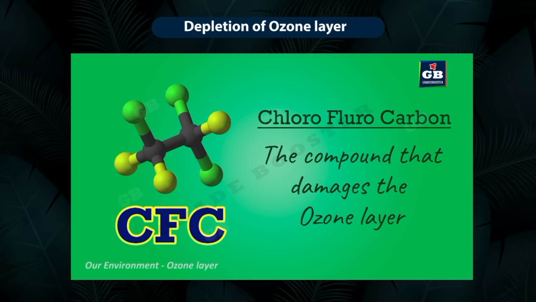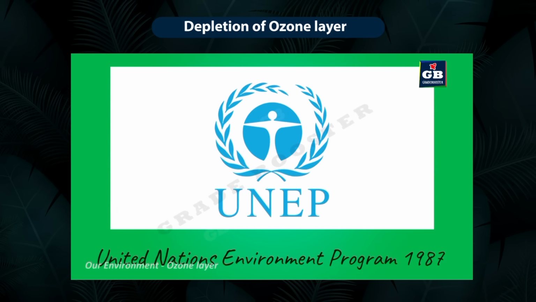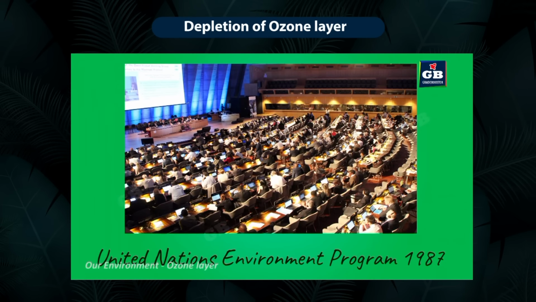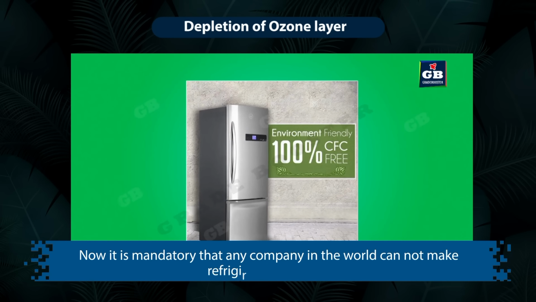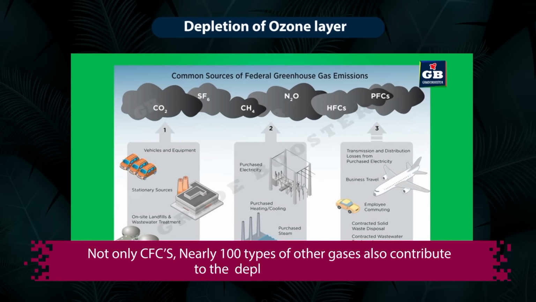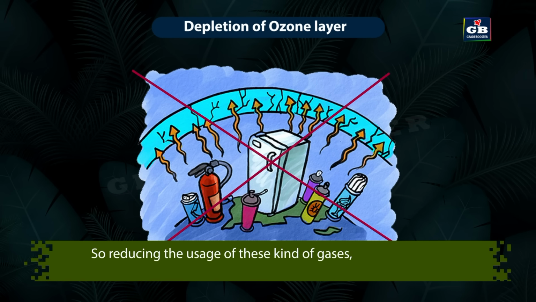CFCs are used in the manufacture of air conditioners, refrigerators, fire extinguishers, and spray cans. In 1987, the United Nations Environment Programme, UNEP, made an agreement with all the countries to stop the usage of CFCs. Now it is mandatory that no company in the world can make refrigerators with CFCs. Not only CFCs, nearly 100 types of other gases also contribute to the depletion of ozone. So, reducing the usage of these kinds of gases helps to protect the ozone layer.